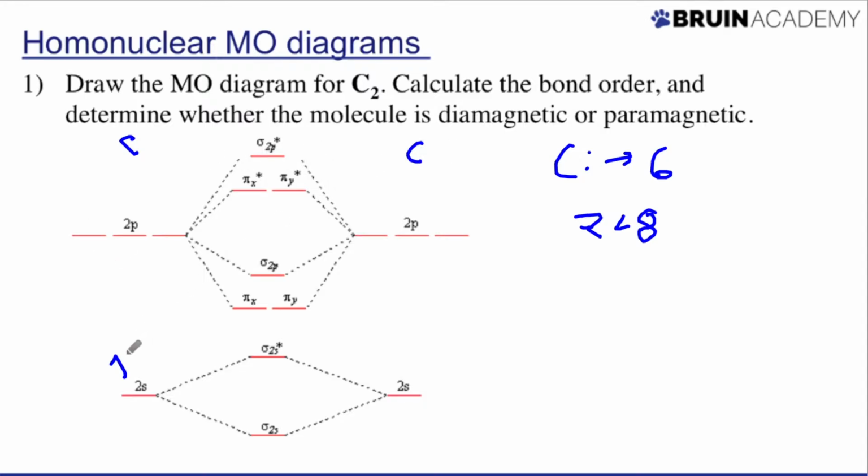I'm going to draw on the 4 valence electrons. So 1, 2, 3, and 4. Notice how I follow Hund's rule in filling in the electrons. I do the same thing on the other side.